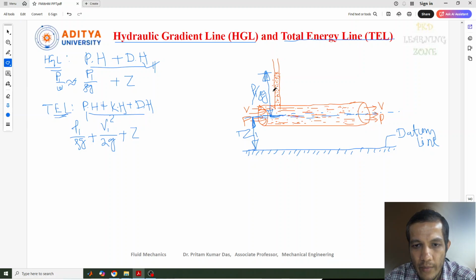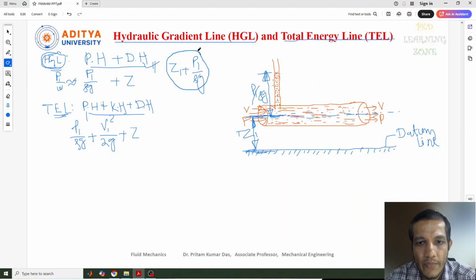This happens because of the pressure difference between the fluid flowing in the pipe and the tube. That is called pressure head. So as per the definition of HGL, it is the sum of pressure head and datum head. The datum head is the distance from the reference line to the center line of the fluid at the inlet condition. This is Z1, and similarly the pressure head is P1 by rho g. So we can write Z1 plus P1 by rho g.